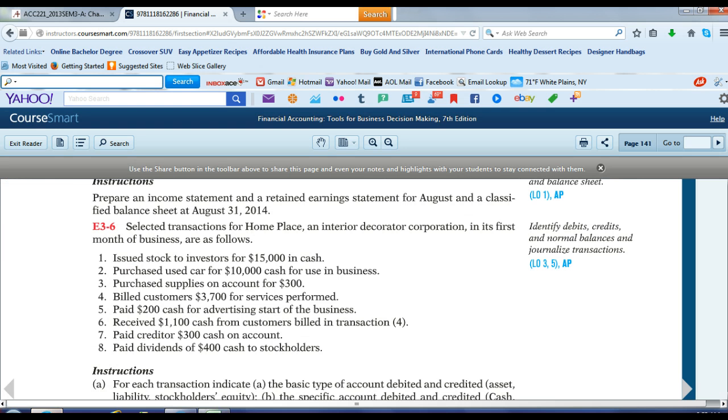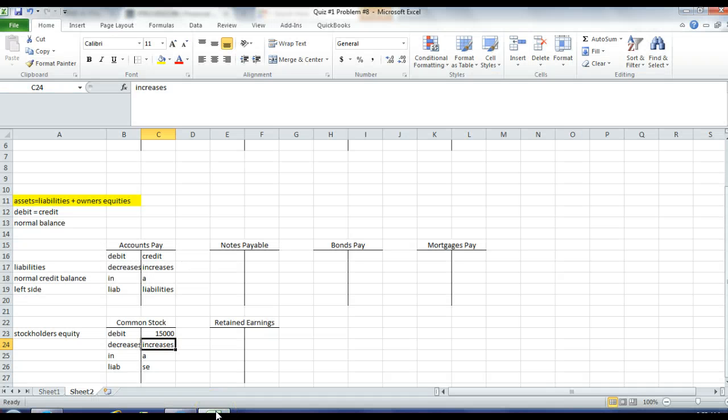In the same respect, let's look at purchased used car for $10,000 cash for use in business. What's going to happen here? We're dealing with cash, and it's going to go down, and we're dealing with a fixed asset, an automobile, which is an asset that will go up. So what will happen is one asset is going to go down and one asset is going to go up.